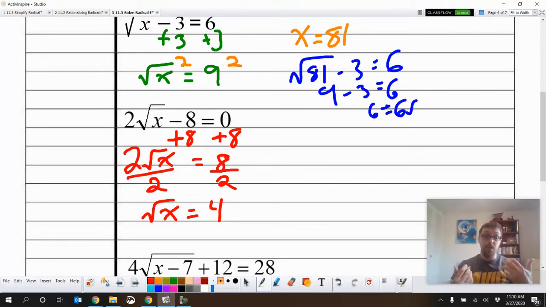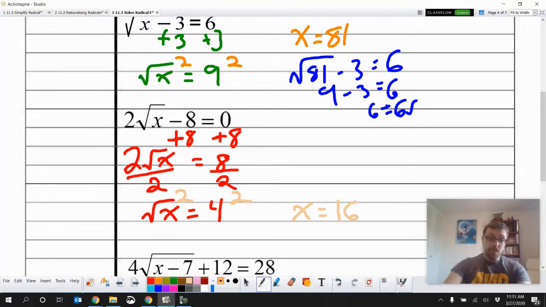Now we want to use our inverse operation again. We want to get rid of that radical. So to get rid of it, we use our inverse operation, which is squaring. So we square both sides. Squaring a square root, all that does is remove the radical. And we're just left with an x. When we square 4, we get 16.